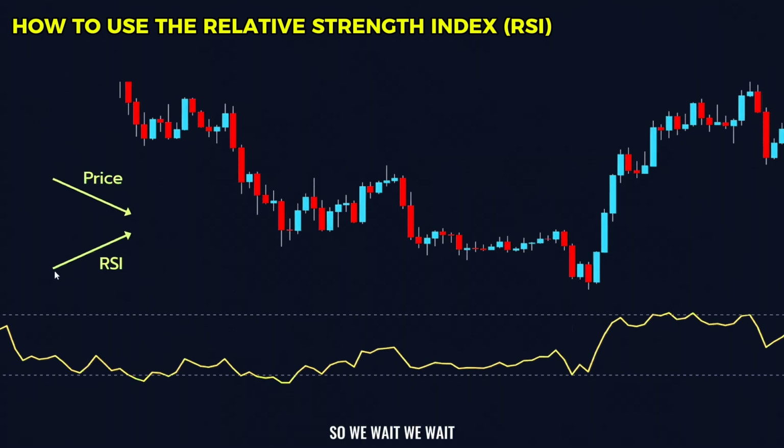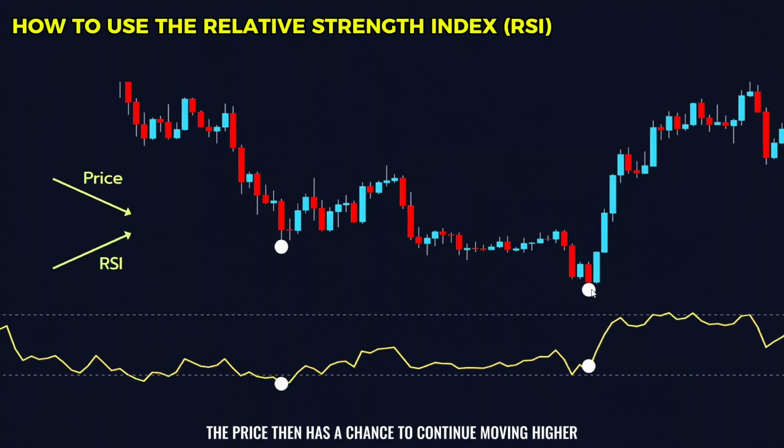So we wait. We wait until the RSI climbs back out of the oversold zone. Once the RSI moves back above 30, it tells us that the market is no longer as weak as before. Momentum is beginning to strengthen. At that point, we can enter a buy trade. The price then has a chance to continue moving higher.